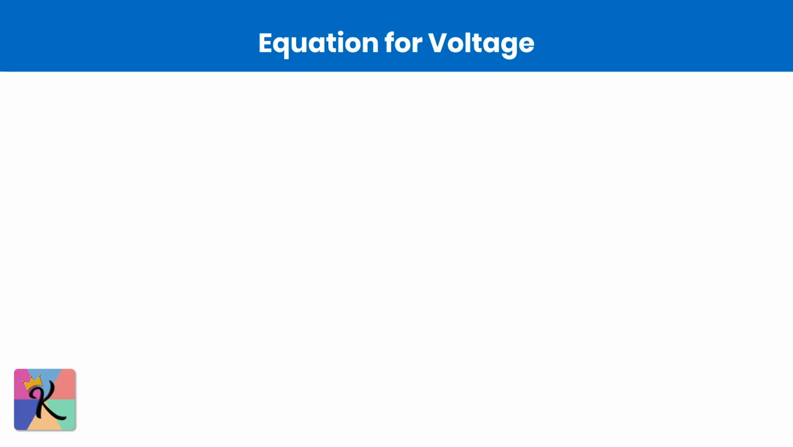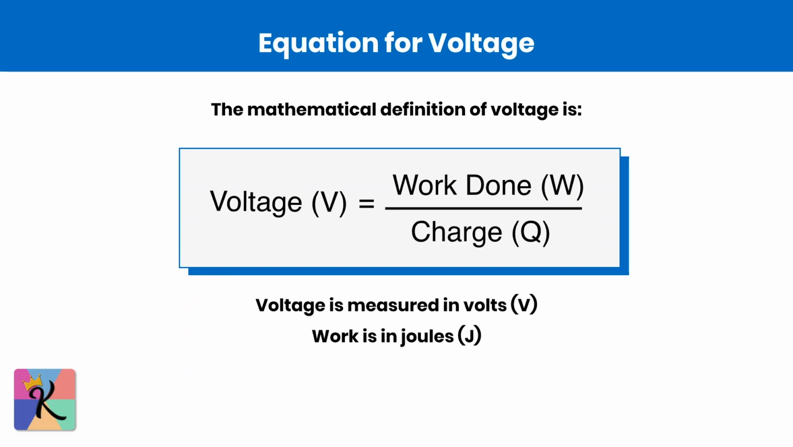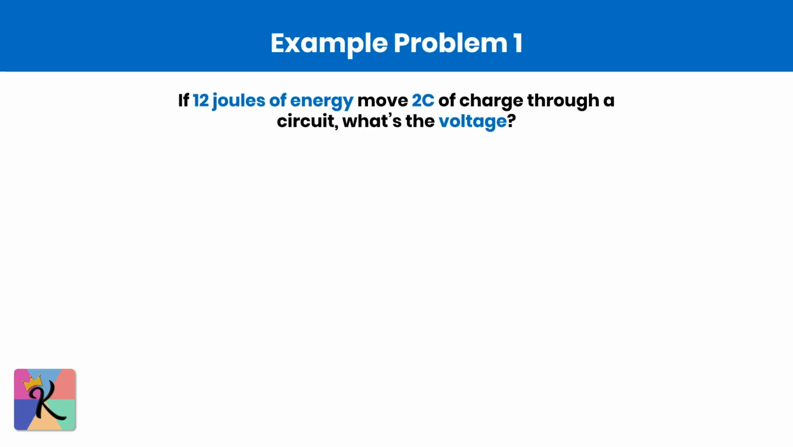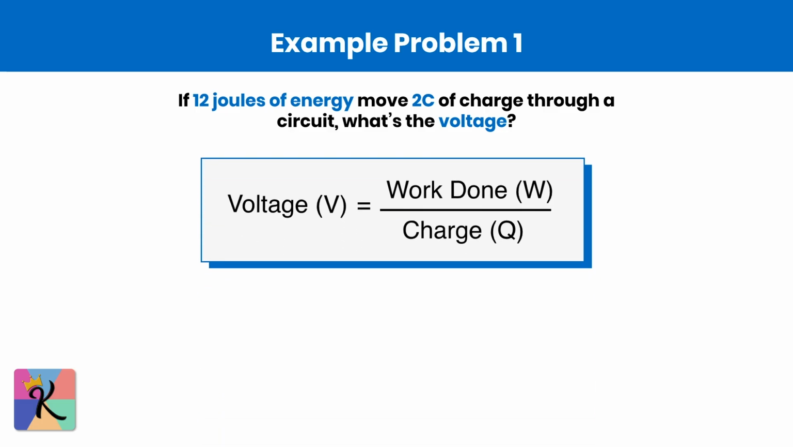Equation for voltage. Voltage equals work done divided by charge. Voltage is measured in volts, work is in joules, and charge is in coulombs. Example, problem 1. If 12 joules of energy move 2 coulombs of charge through a circuit, what's the voltage? Using the formula, voltage equals work divided by charge. Substituting the values, 12 joules divided by 2 coulombs equals 6 volts, so the voltage is 6 volts.